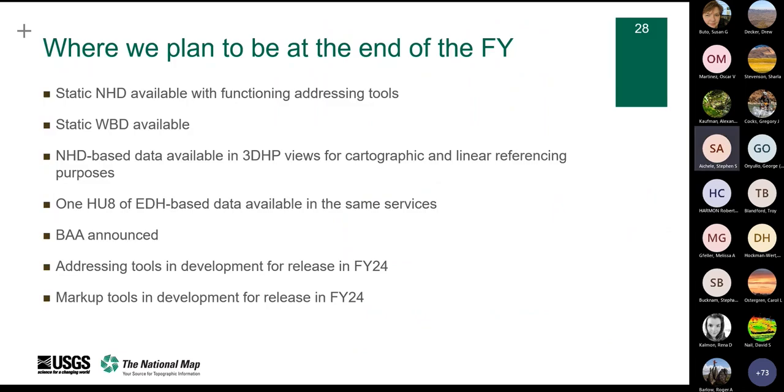So where do we plan to be at the end of the fiscal year? Again, this is the end of April. We're going towards the end of September as the end of our fiscal year. We are still planning to have a static NHD available, and the existing addressing tools, for example, will continue to work against that data for the foreseeable future. We do plan to have a static WBD available. There's a strong possibility there will be a subsequent update to the WBD at some point in the future. There's a number of things that have been sort of lingering issues that need to be corrected there. But in terms of continuous update, that'll come to a halt this fiscal year.